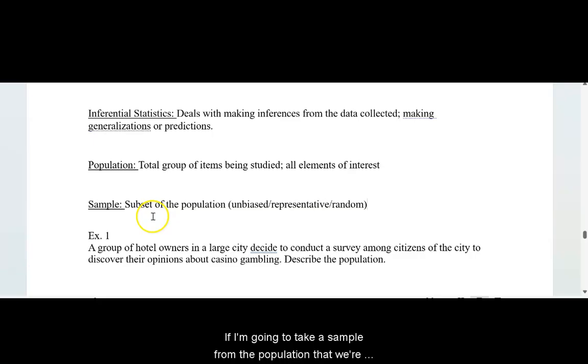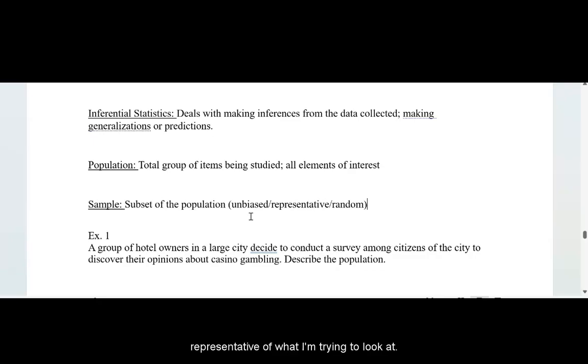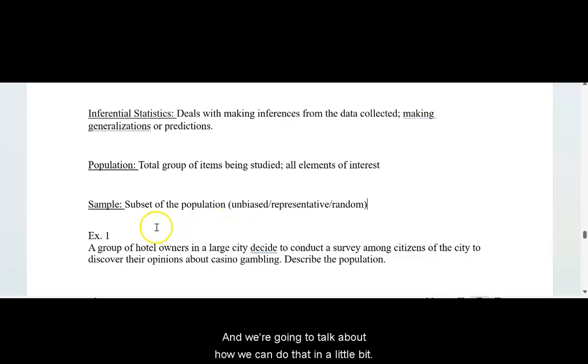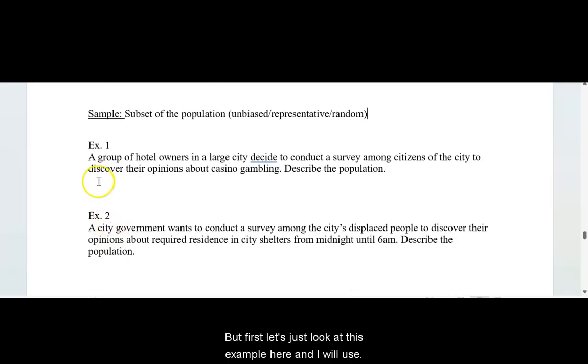If I'm going to take a sample from the population that we're studying, I need to make sure that it's representative of what I'm trying to look at. And we're going to talk about how we can do that in a little bit. We're going to look at different sampling methods that can kind of help us make sure that it's unbiased, representative, and random. But first, let's just look at this example here. And I'll switch over to my tablet.